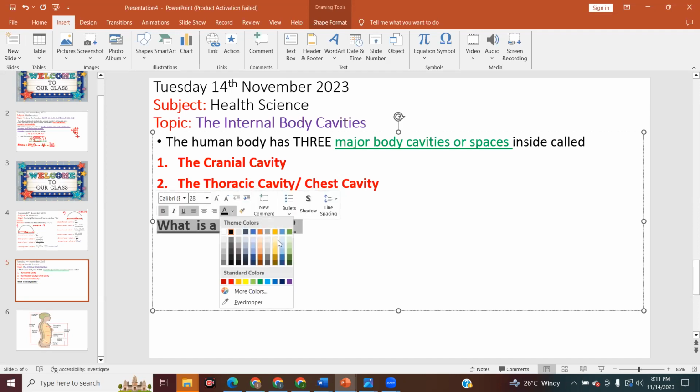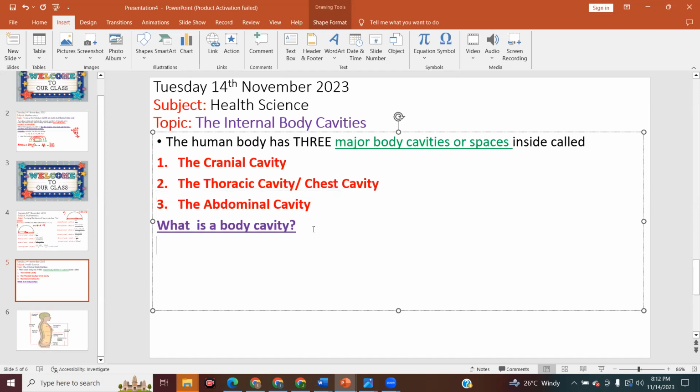So what is a body cavity? Let's answer that question directly. A body cavity is basically a space or a compartment in the body. What you got, Lanaya? I'm still struggling to put it in the calculator.